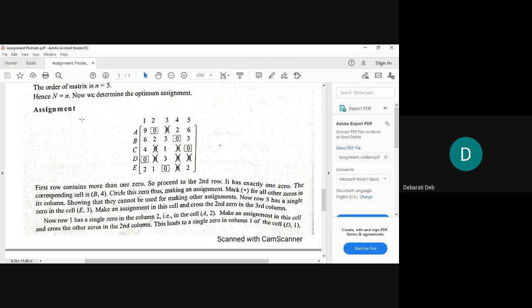So once you circle that, then put a cross on the rest of the zeros present in that second column. After putting a cross, they will no longer be considered. Then tell me which is the next row that is having a perfect 0.